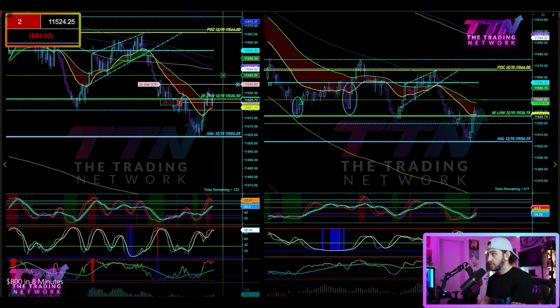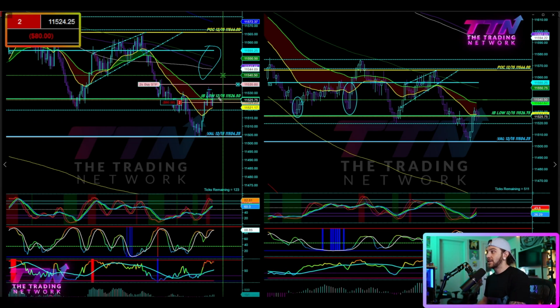If price breaks above the prior high, then my trade's invalid and we're likely going higher. If price cannot break back above the initial balance low, then we're very likely to go more to the downside or have further downside pressure, and this trade is more likely to play out in my favor. And that is exactly what happened.